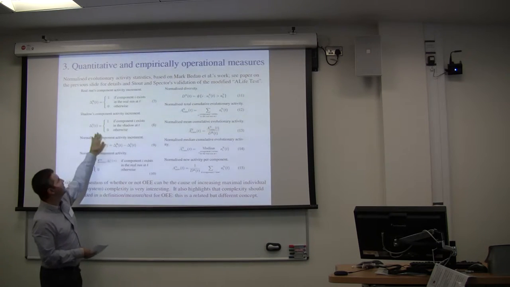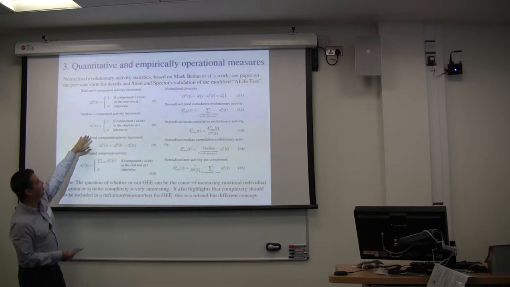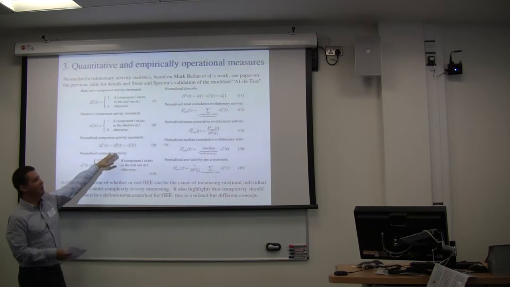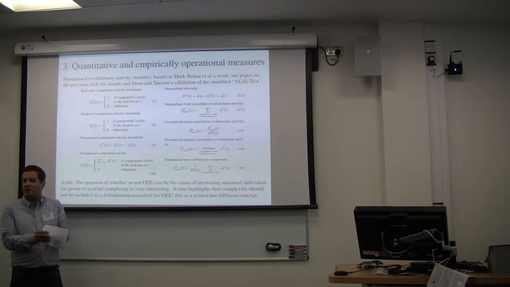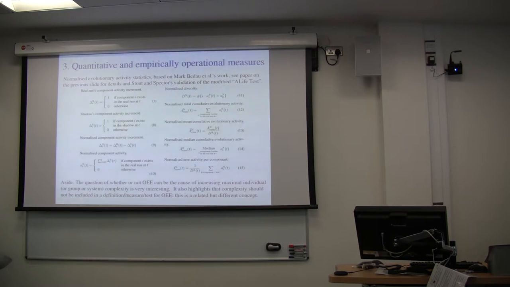You can then look at what increases when you're observing components, so the raw activity increments. Do you see it in the real, do you see it in the shadow? Take one from another and you instantly have essentially a measure for how active an individual, say, allele, or whatever the component you're looking at is. I tend to be looking at alleles.